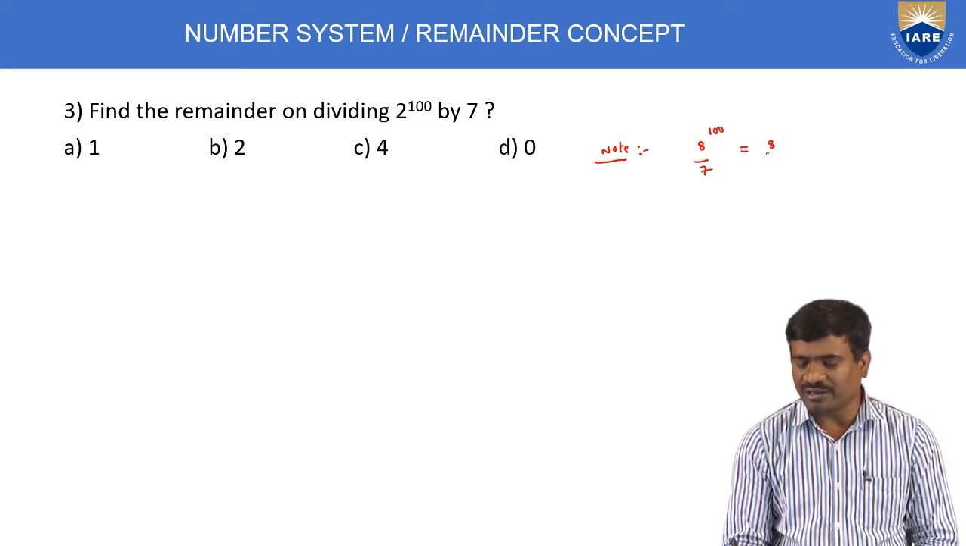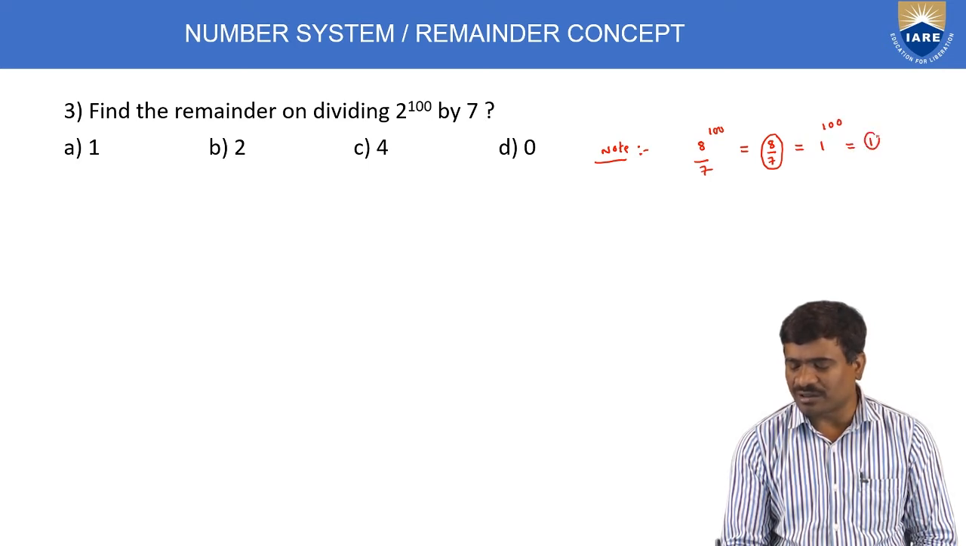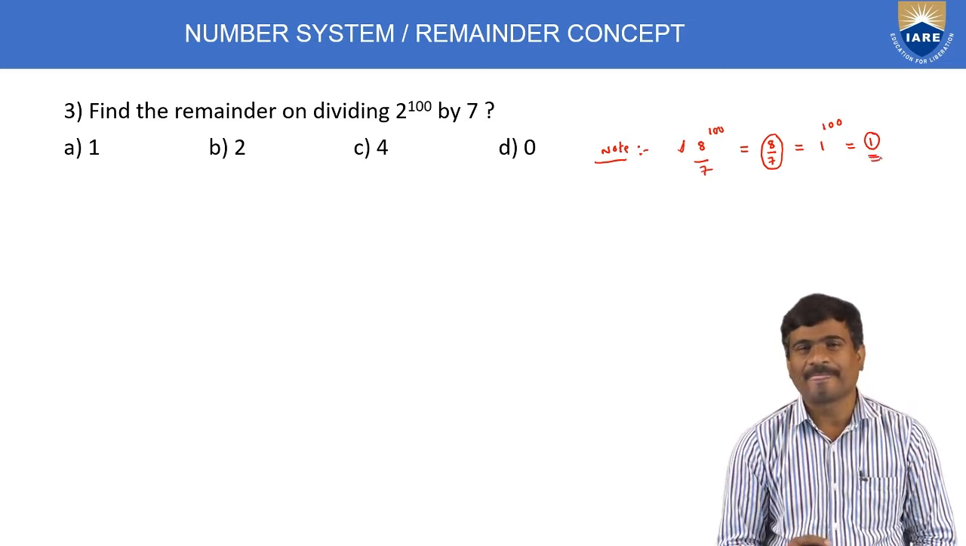First calculate the individual remainder. 8 by 7, remainder only 1. Next, apply the power 100: 1 to the power of 100 is 1. Therefore, 8 to the power of 100 by 7, remainder only 1.